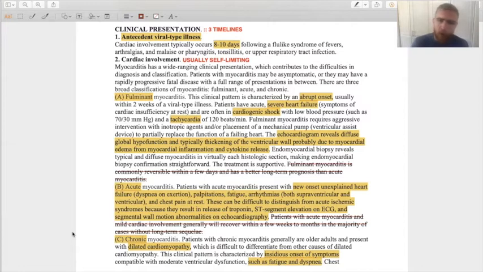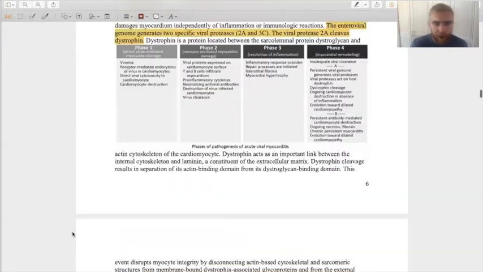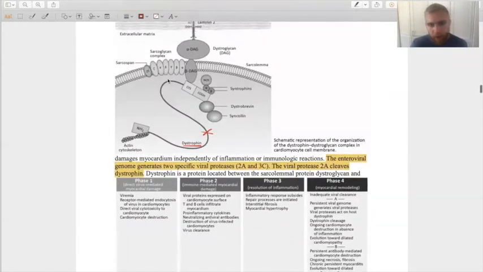Troponin will be released. Why? Because the muscle of your heart is dying and popping open, and its membrane is being ripped apart. That's going back to the dystrophin. Cells can't maintain their membrane whenever they're not linked to the cytoskeleton.